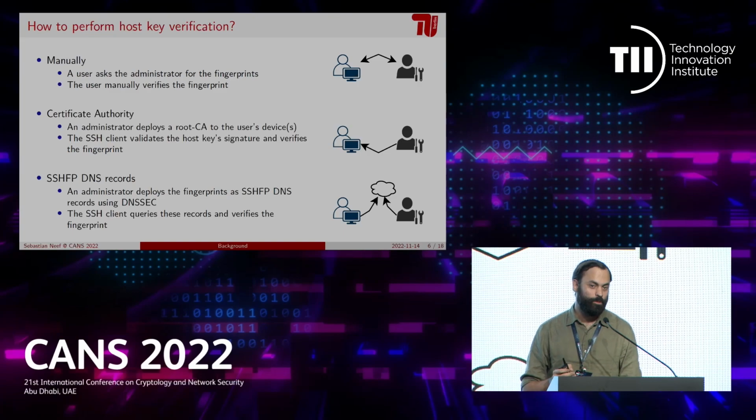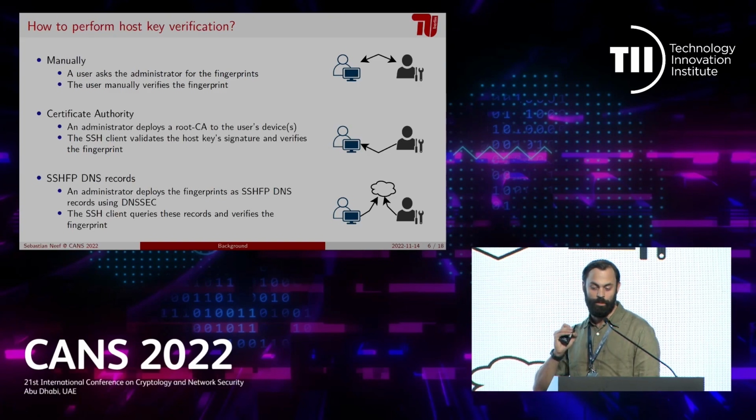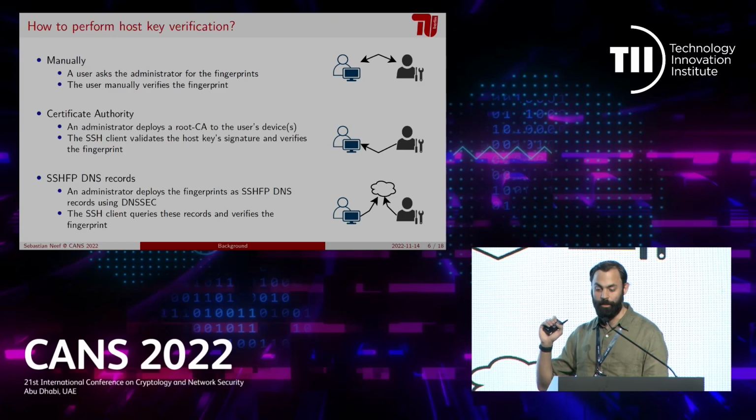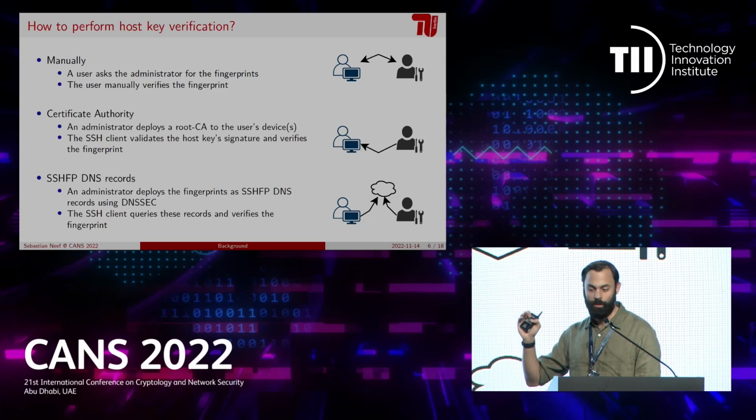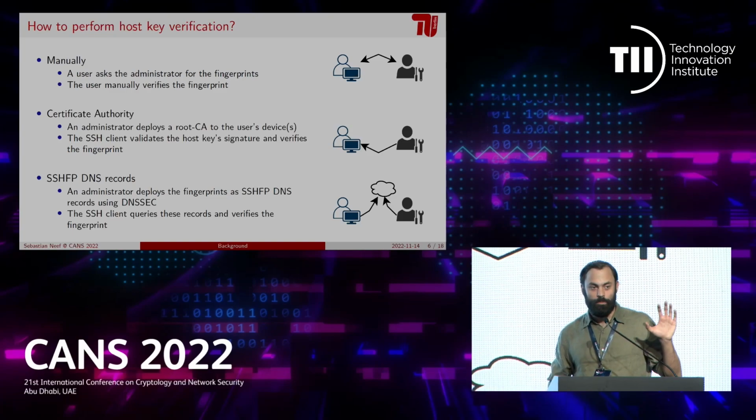So another solution to solve that problem would be to use a certificate authority. So in that case, the administrator deploys a root CA to all the user's devices and then signs the host keys using that root CA, so that when the user connects, the SSH client can use the deployed root CA to verify the signatures on those host keys and decide if the fingerprints match.